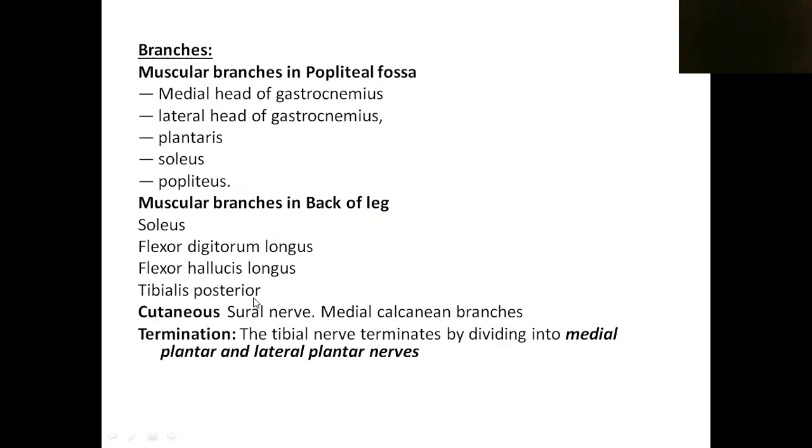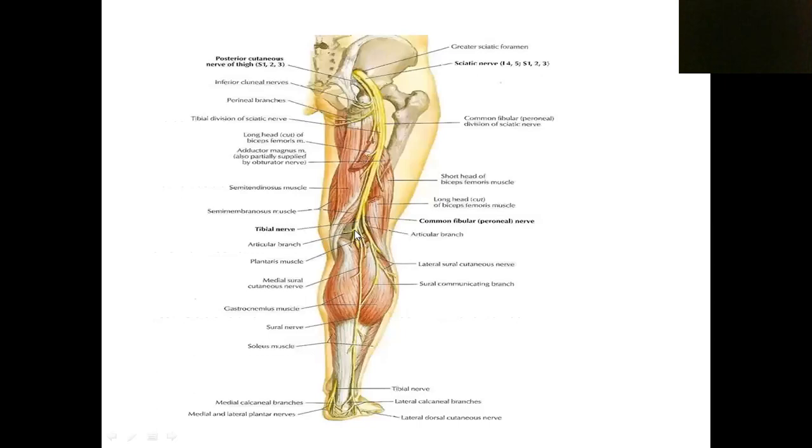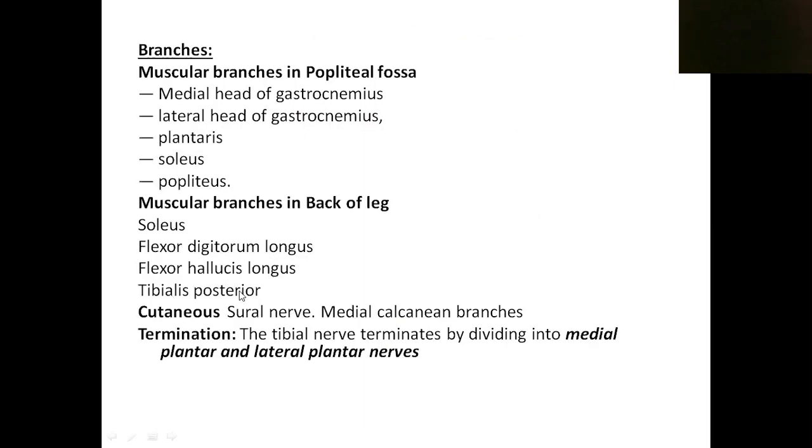Okay, these muscles are supplied by the same nerve. So when this tibial nerve was in the popliteal fossa, it gives some muscular branches to the superficial muscles. And when it was in the posterior compartment of the leg, it gives muscular branches to these deep muscles. Then in addition to these muscular branches, it gives one cutaneous branch. That one is the sural nerve. In addition to the sural nerve, we are having the medial calcaneal branch. Then after giving these branches, it terminates by dividing into medial and lateral plantar nerves.